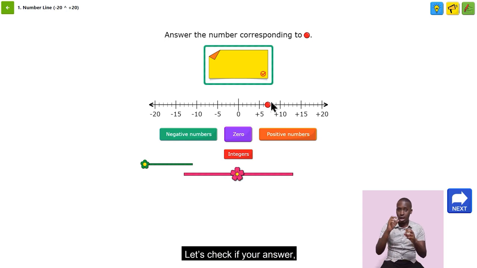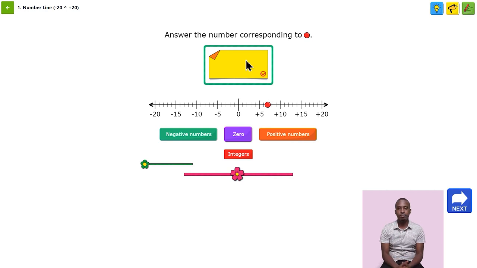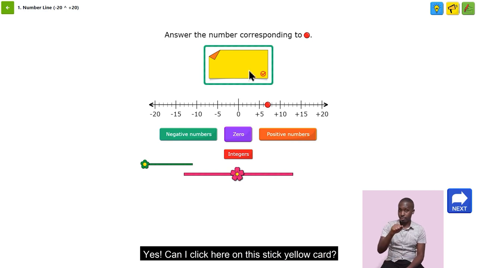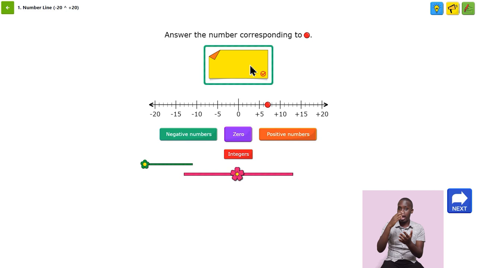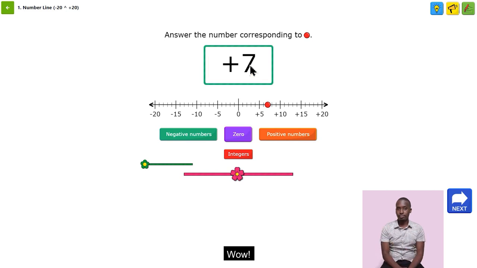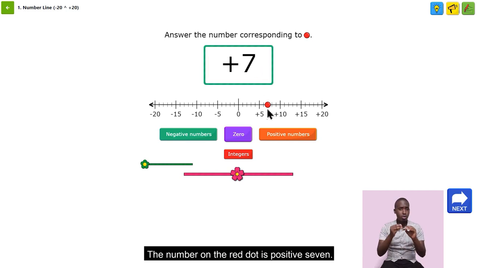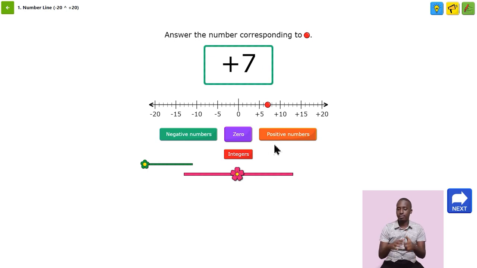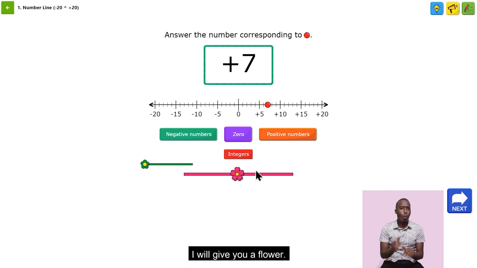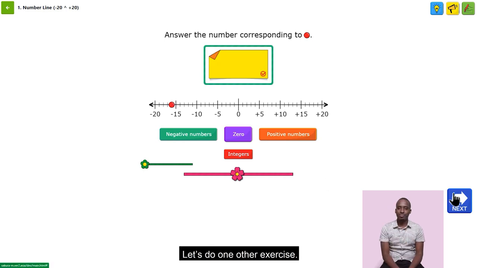Let's check if your answer is correct or not. Can I click here to take a yellow card? Wow, the number on the red dot is positive 7. Have you seen? Well done, I will give you a flower. Let's do one other exercise.